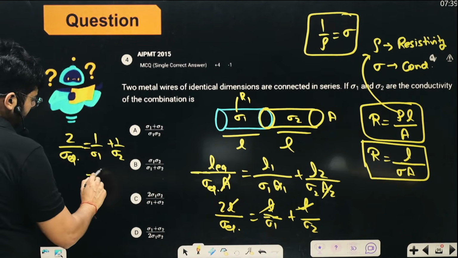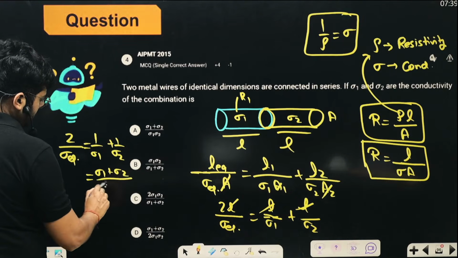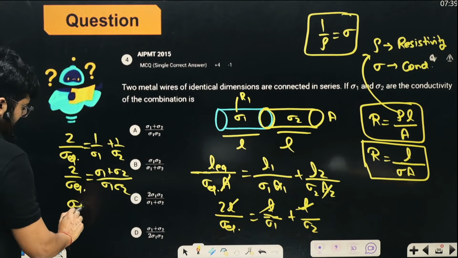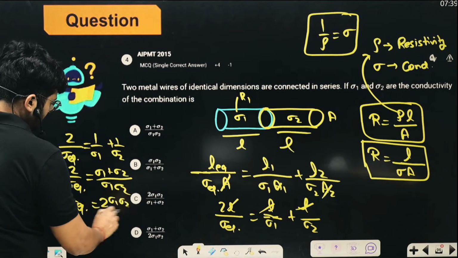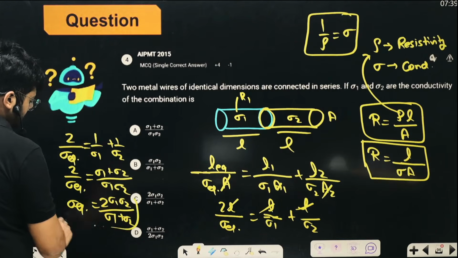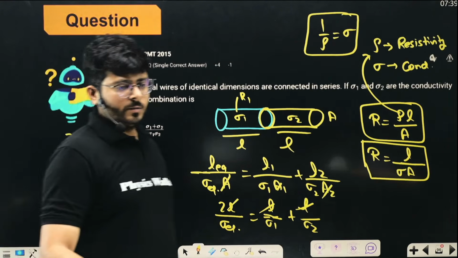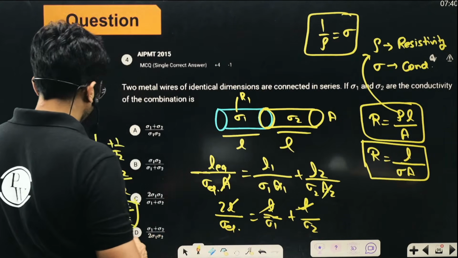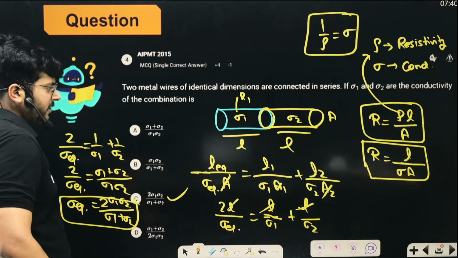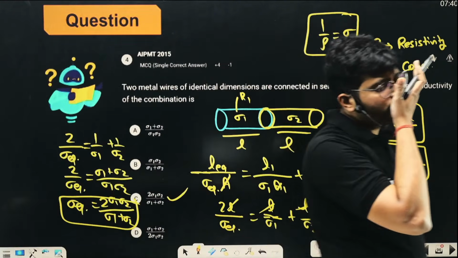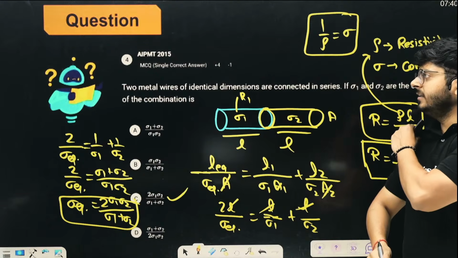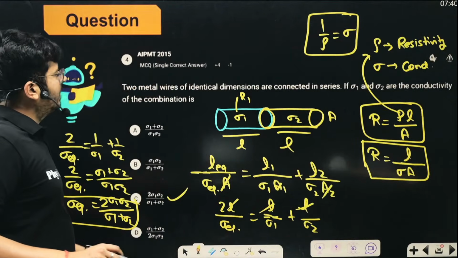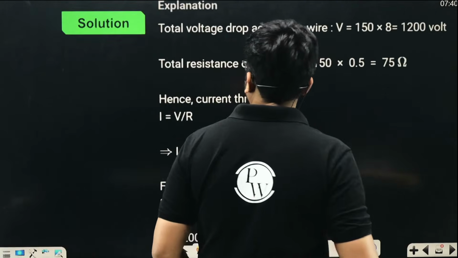So you see that it is sigma 1 plus sigma 2 upon sigma 1 sigma 2, equal to 2 upon equivalent sigma. So sigma equivalent will be 2 sigma 1 sigma 2 upon sigma 1 plus sigma 2. Simple expression, right? So option C is the correct option in this particular part. That's pretty much everything about this particular session.